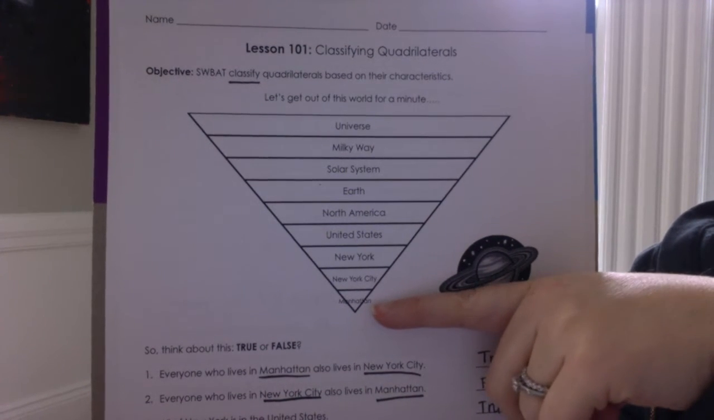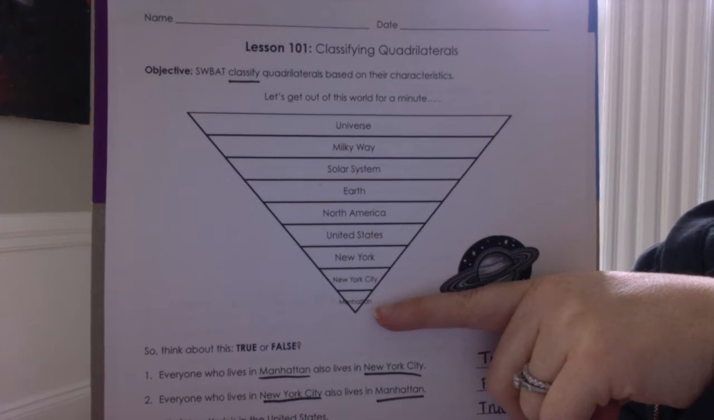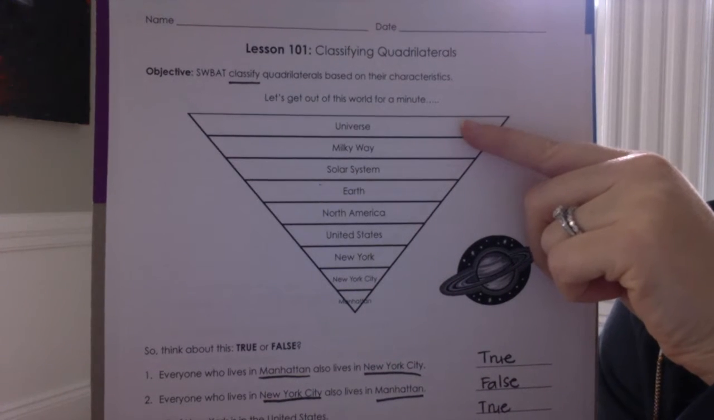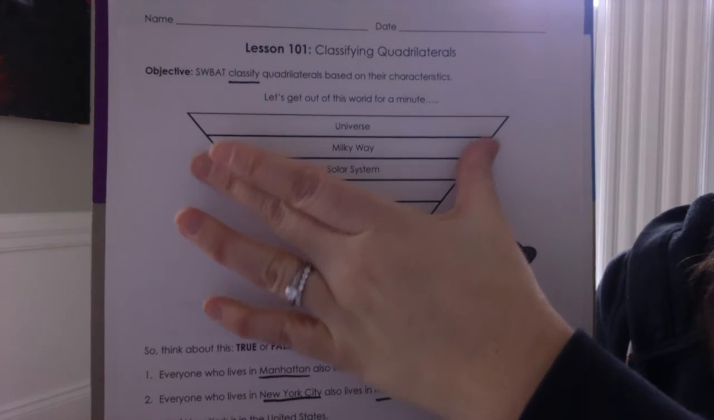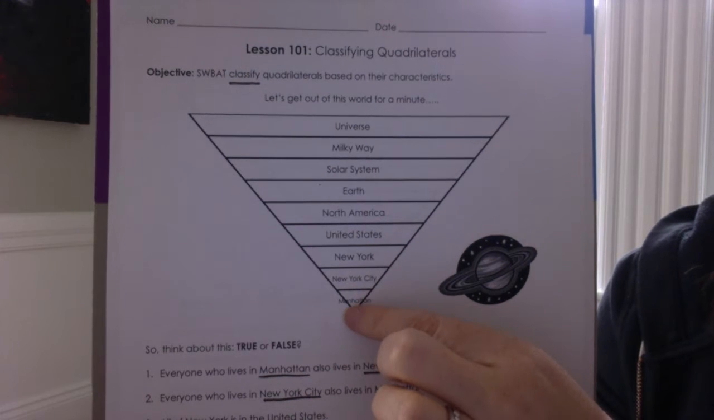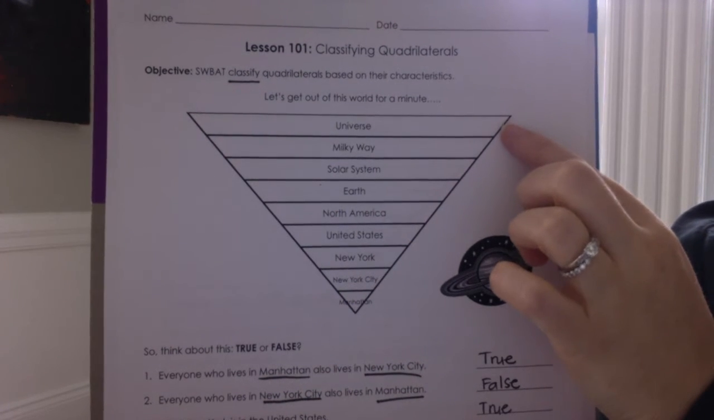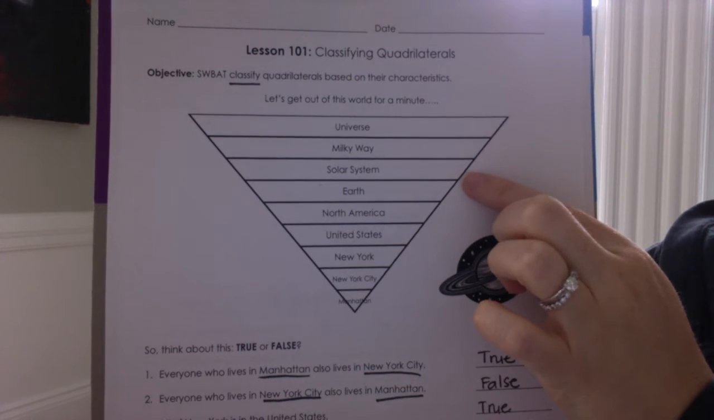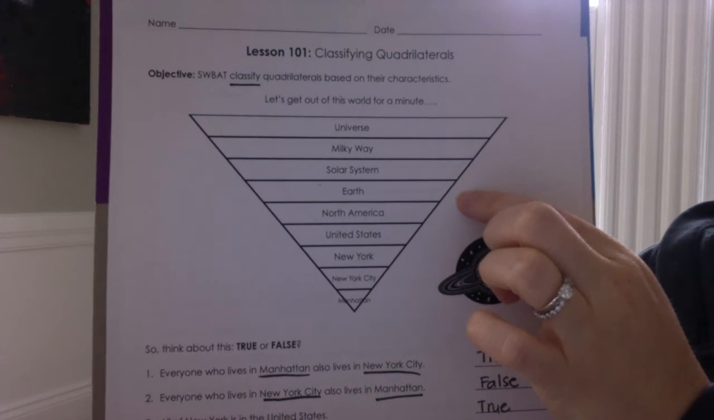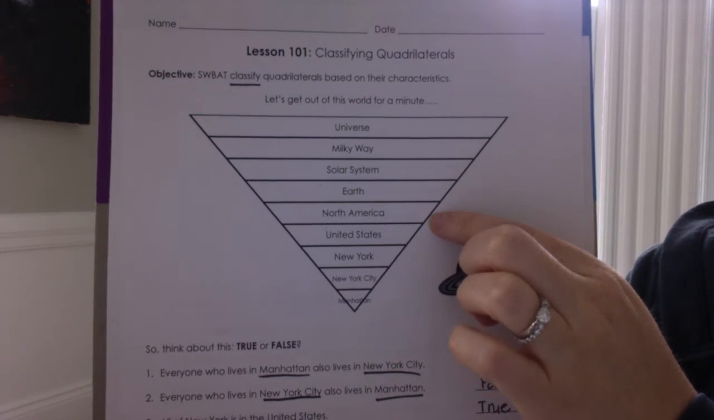So Manhattan is a very specific name, a very specific place. The universe is more of a general name. It's much broader. It's a much bigger place. So as you go down the triangle, you're getting narrower and narrower in your names. For example, the universe is a really big place, and in the universe is the Milky Way. Milky Way is also pretty big, and in the Milky Way is the solar system. Within the solar system, there's planet Earth. Within planet Earth, there's a continent called North America.